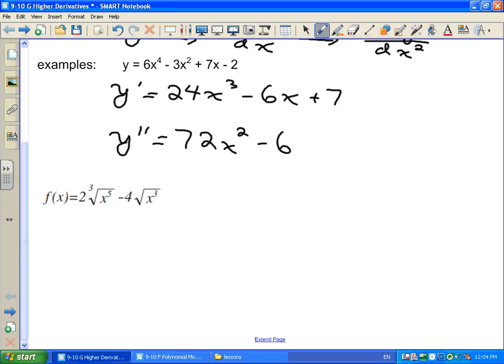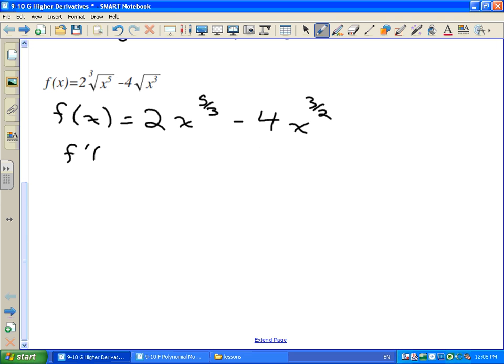So same sort of thing with this slightly more complicated example here. If I'm going to take the derivative of this thing, first I want to write it in a form where I know what those exponents are. So this is going to be 2x to the power of 5 over 3, because I'm taking the cube root and I'm putting this to the 5th power, minus 4 times x to the, well, I'm taking the square root and I'm cubing it, so 3 over 2. And again, I can just apply my rules of differentiation.